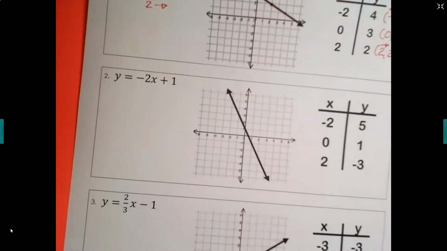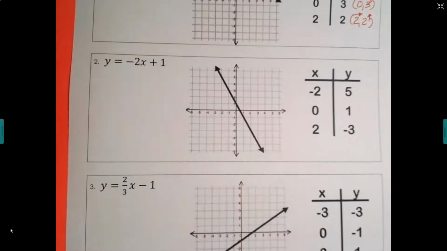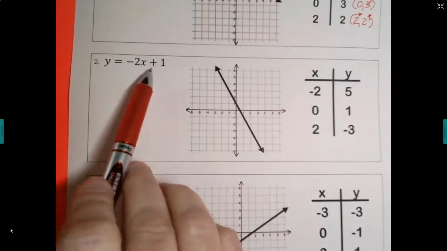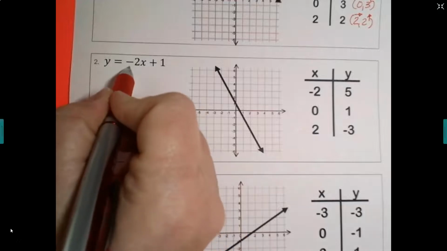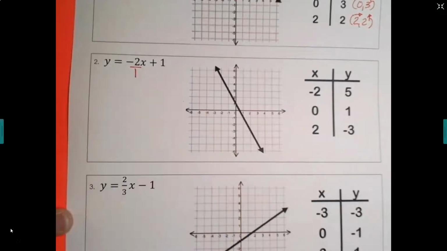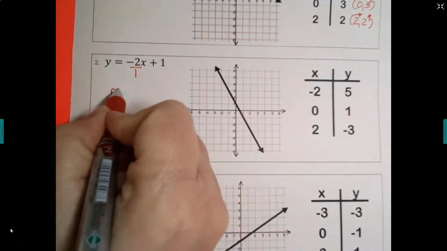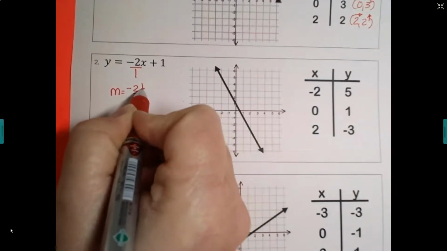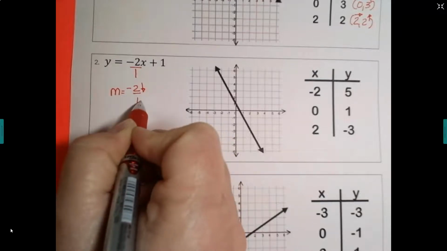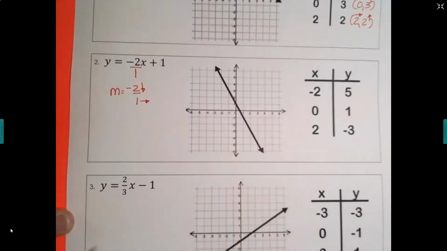So let's try it again on number 2. Here we have our slope-intercept form. Our slope here is -2. When it's a whole number, you can place it over a 1, and that will help you see the slope a little bit better. So my slope is -2 over 1. That means go down 2 and then right 1.